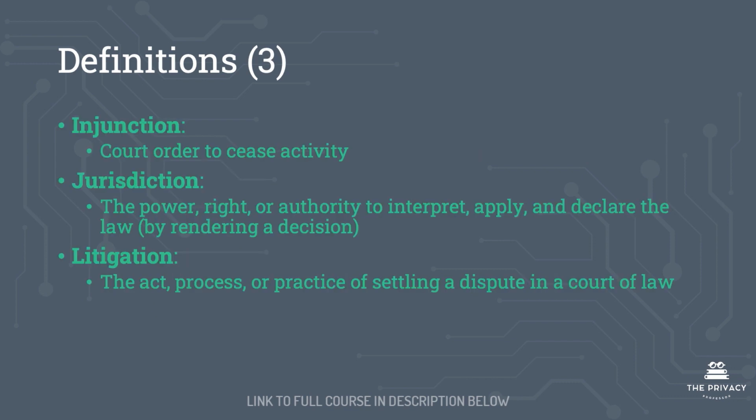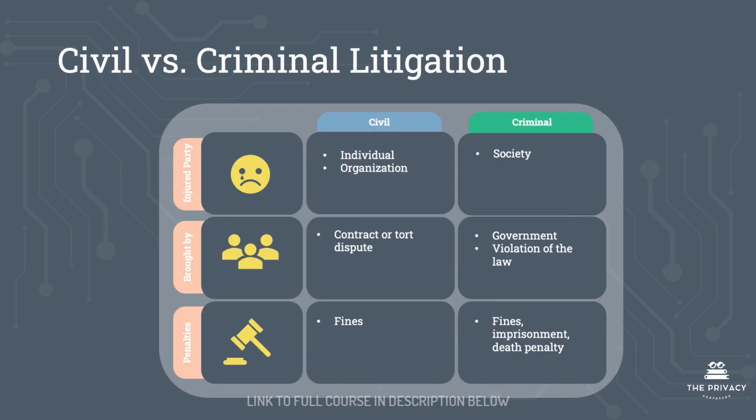An injunction is a court order to cease an activity. Jurisdiction refers to the power, right, or authority to interpret, apply, and declare the law by rendering a decision. And litigation is the act, process, or practice of settling a dispute in a court of law. Now let's talk a little bit about the difference between civil and criminal litigation. And the best way I think to do these is to compare and contrast the two.